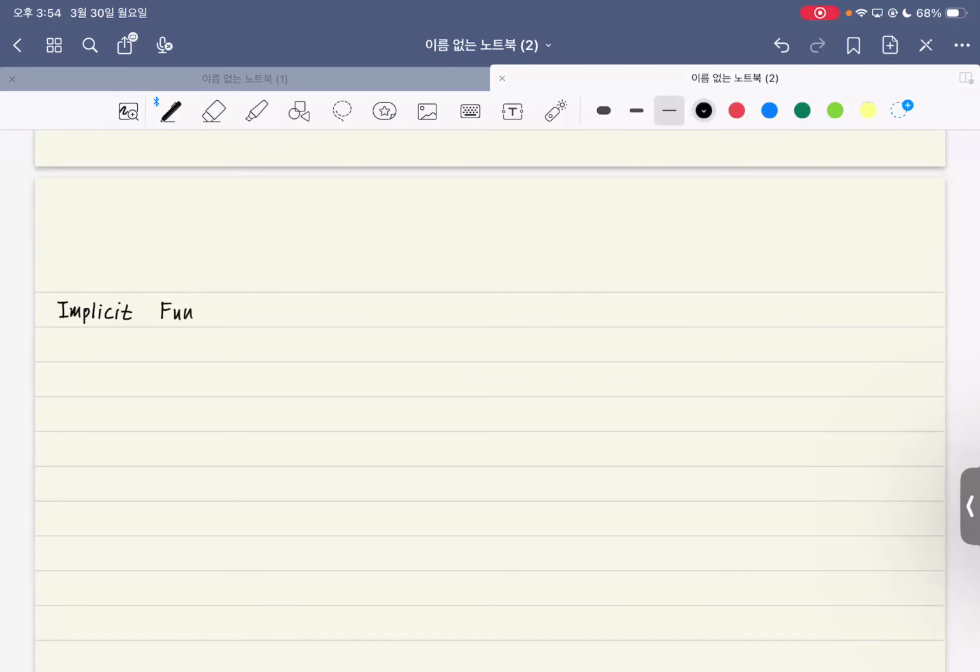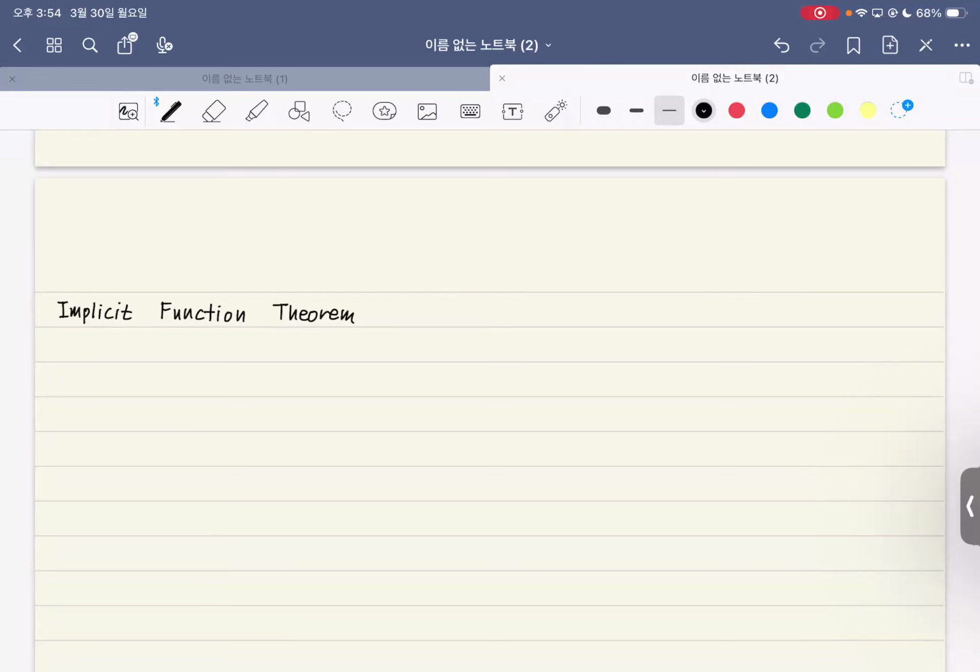The implicit function theorem. Well, I say there are two different ways to define a function. So the most obvious way is, well, you just write down f of x equals something. This is how you usually define any given function. But there is another way to define a function.